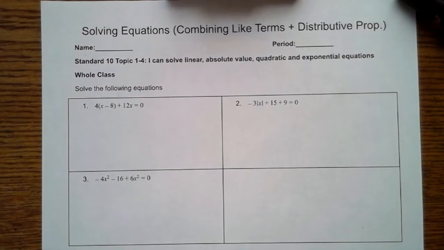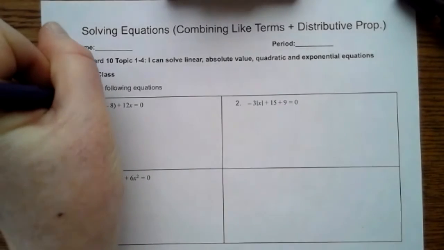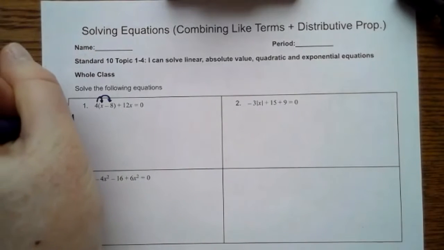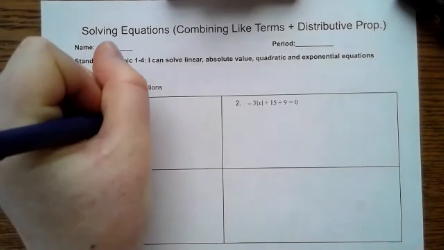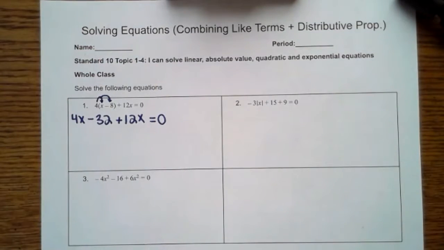So let's get started. I have a pencil, a pen, and a calculator, and my notes. Okay, guys, let's do it. So as we learned in lesson 5, step 1 for linear is distributing. So I get 4x minus 32 plus 12x equals 0.